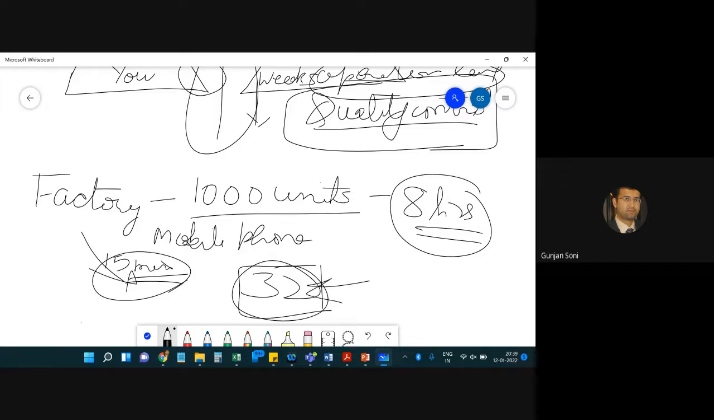And you are paying these people just out of your pocket, because the value has already been added up to the point the production has been done. But are you adding any value? Are these people checking the quality adding value to the product?